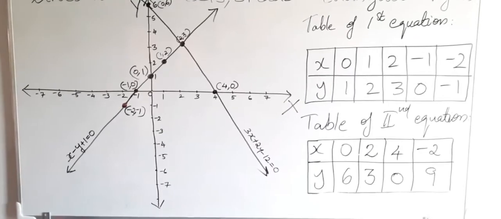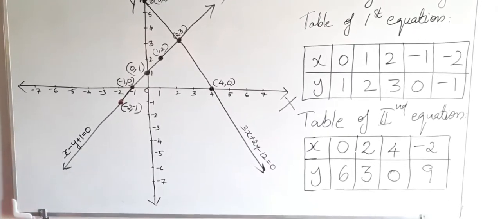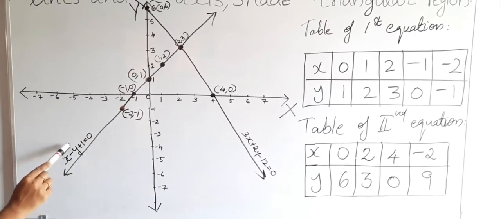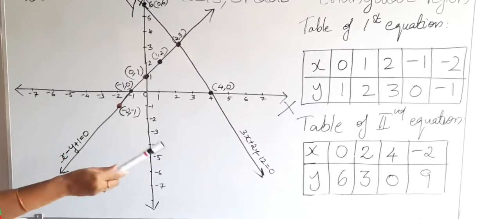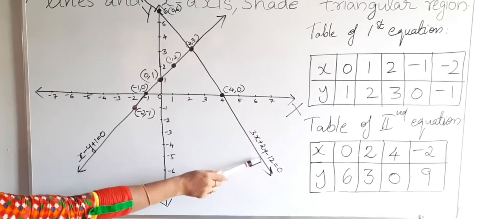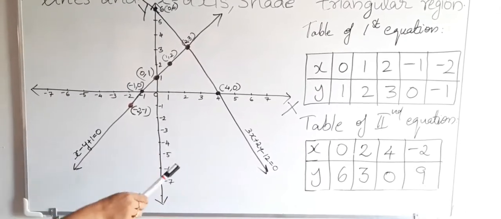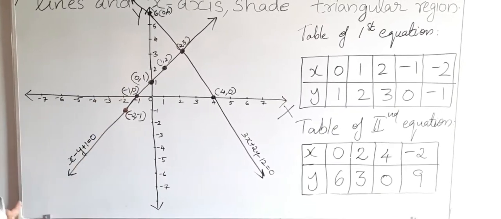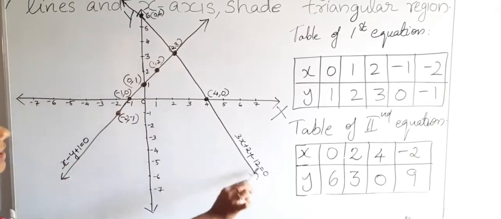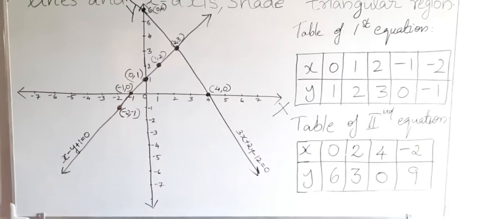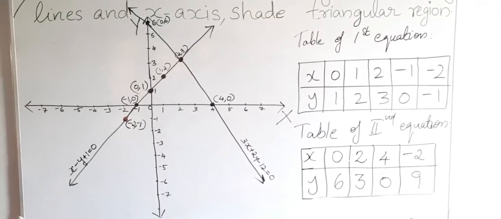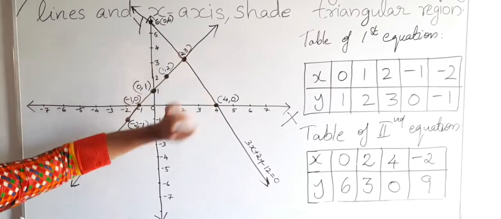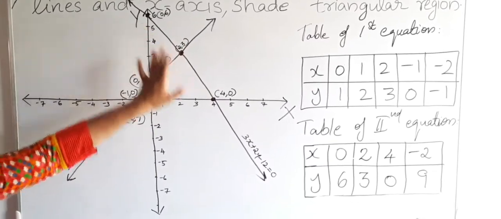Now we have the graph of the pair of linear equations. The first equation is x minus y plus 1 equals 0, and the second equation is 3x plus 2y minus 12 equals 0. Based on our equations, we got two straight lines. This is the first straight line and the second straight line, and we already marked the points. The points are the coordinates. Each coordinate pair we marked in our graph. Use darkened lines when you mark.